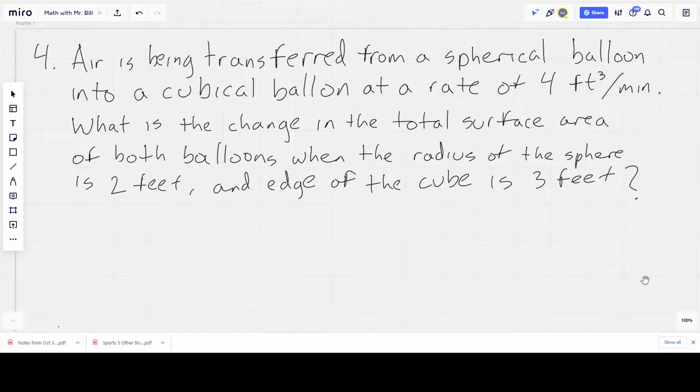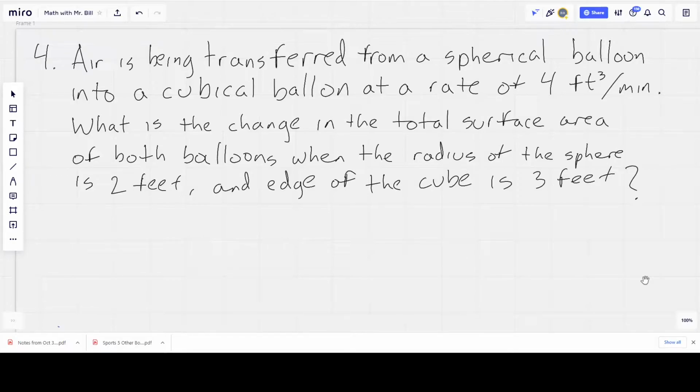So today we're working on a couple of word problems, and here's the second one. Air is being transferred from a spherical balloon into a cubical balloon at a rate of 4 cubic feet per minute. What is the change in the total surface area of both balloons when the radius of the sphere is 2 feet and the edge of the cube is 3 feet?